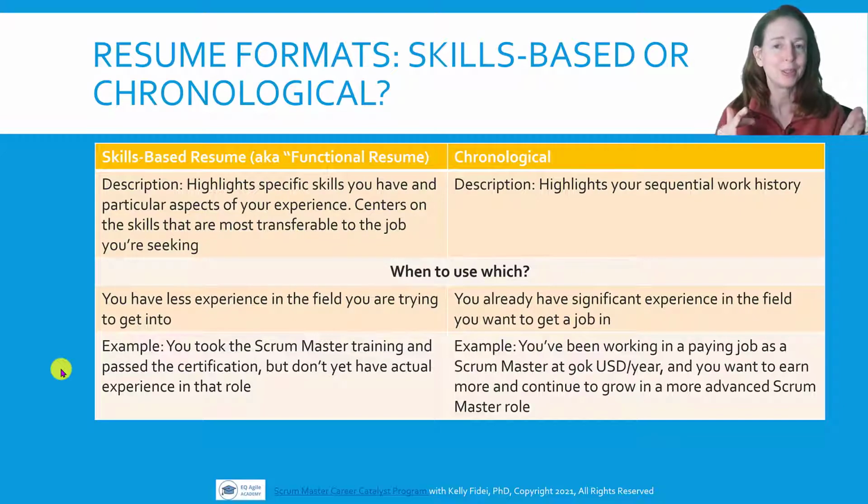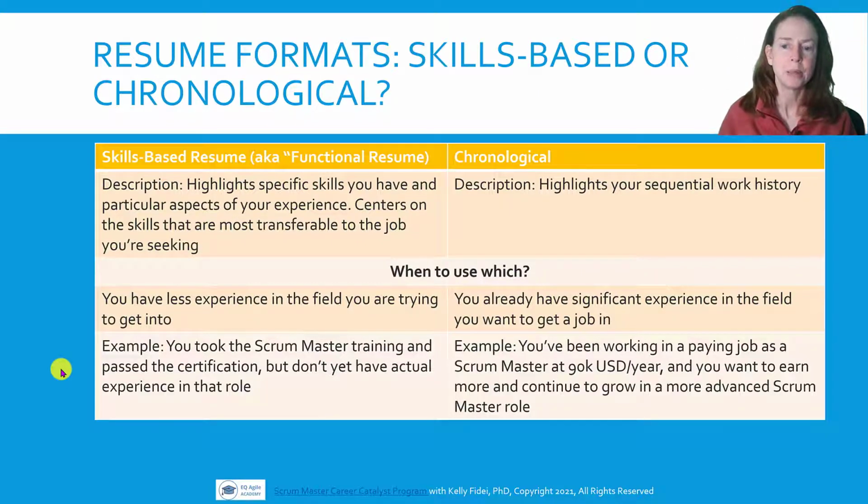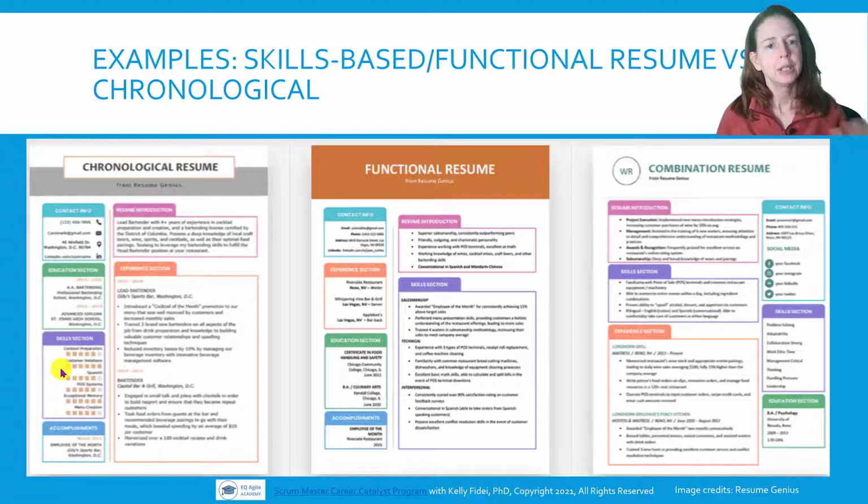In terms of building experience, check out the other module on ways to get experience, like at home, through volunteering, internships, etc. So as an example of when you would use chronological, you've already been working in a paying job, say Scrum Master, $90,000 a year, and you want to earn more and continue to grow and learn in a more advanced Scrum Master role. So here are some visual examples, and this is from resumegenius.com. It's a great site. So chronological resume you have on the left, and then functional in the middle, or you could do a combination. So these are just visual examples for you to think about in terms of how you want to arrange your own resume.